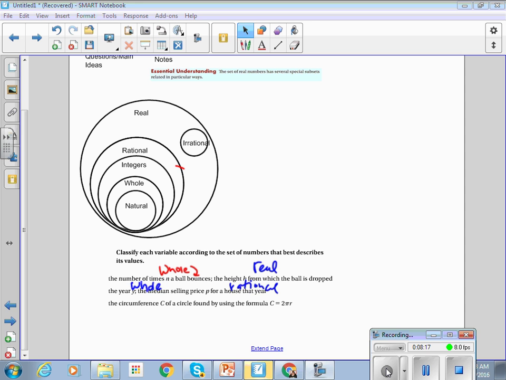The circumference of a circle, C, is found by using the formula C equals 2 pi r. C is always going to have pi in it. Pi is irrational unless it's divided. Unless r is something over pi, and then it's rational. I'm going to say real on the circumference.